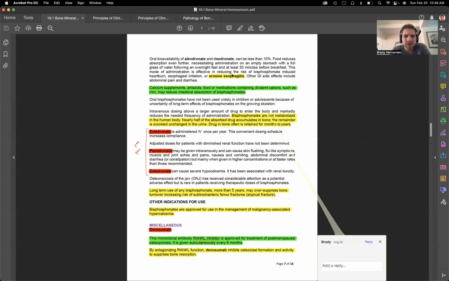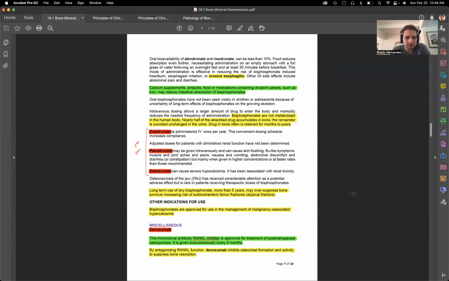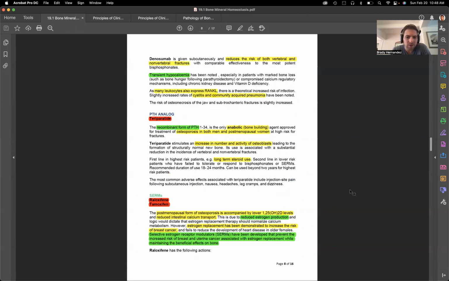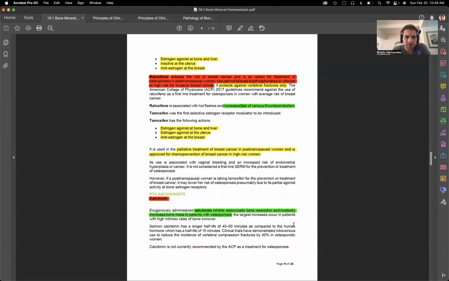Okay, yeah, so definitely know that. I think that's the only thing really that they worried about for this. Yeah, we mentioned the SERMs.